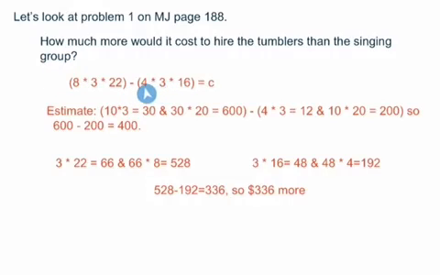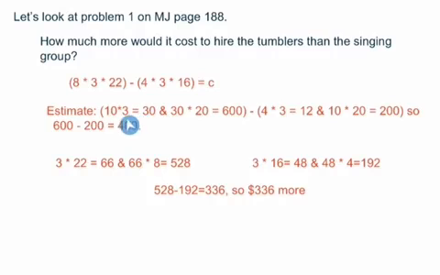And here's the singing group. 4 of them, 3 hours, $16 an hour for each of them. That's going to equal the cost, right? I could use any letter I would like to there. So then when I do this, it tells you in the book you needed to estimate.